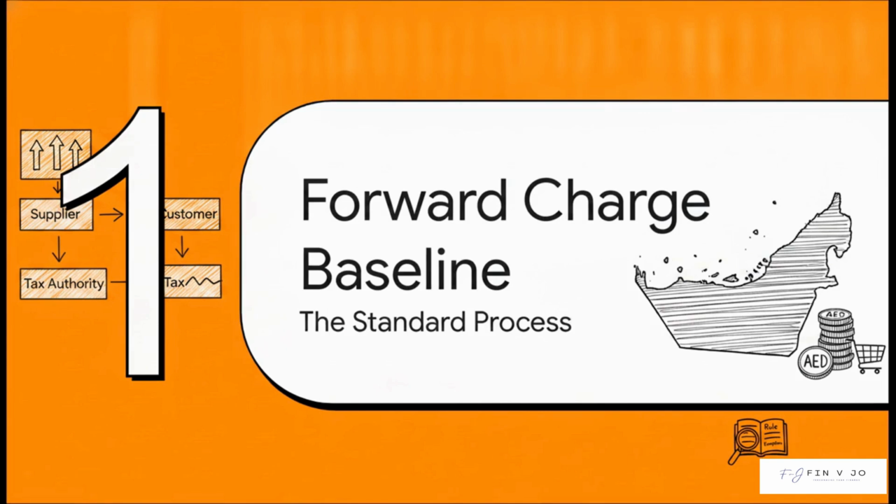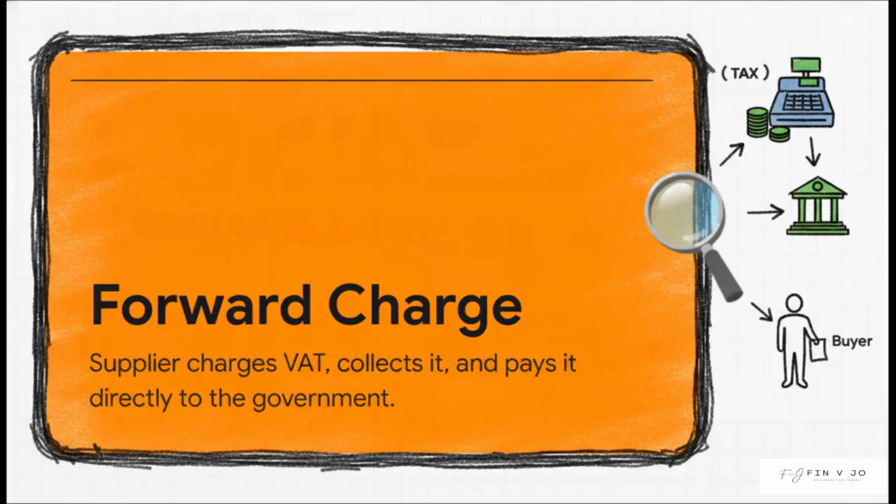Now, to truly get a grip on the reverse charge, we first need to establish exactly how that normally works under UAE law. That baseline is incredibly simple. We call it the forward charge mechanism. In this standard process, whenever a registered supplier makes a taxable supply, the burden of collecting and reporting that tax falls 100% on them. They make the sale, they charge the VAT, collect the cash, and then they're the ones who pay it directly to the government. You, as the buyer, you just pay the total invoice and walk away.